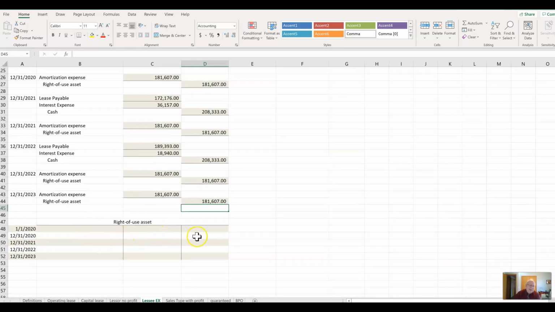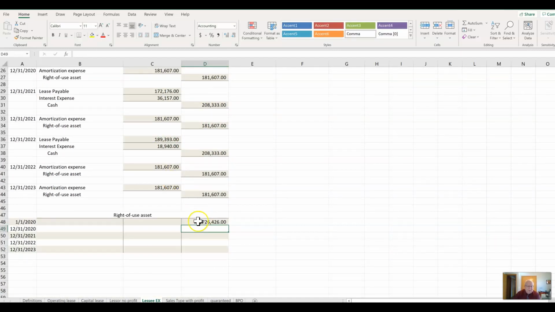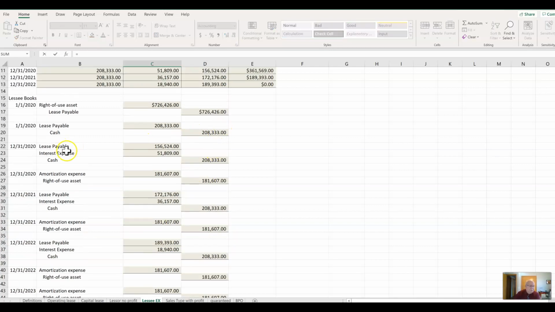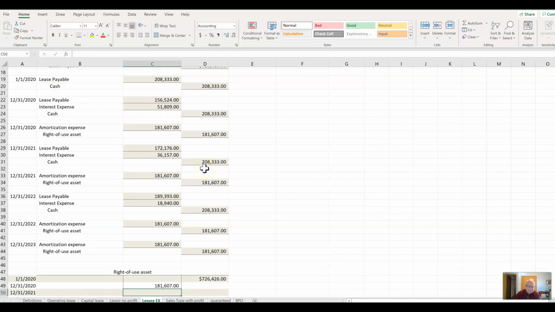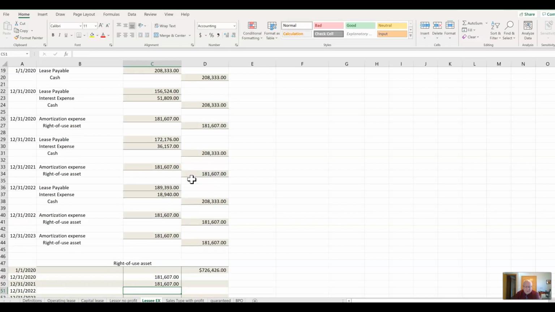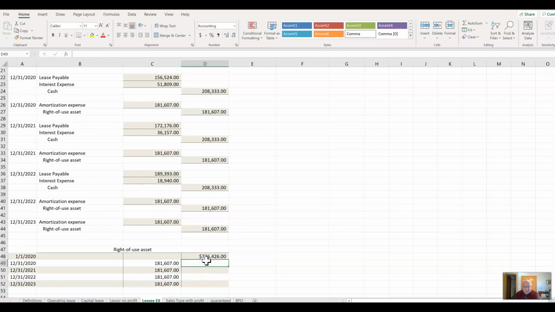Okay. And what I did down here was to kind of prove this out. I had the cost of the asset, the rights to use asset was that. And then on 12/31 of 20, I had this one. And on 21, I had 181,607. On 22, 181,607. And on the last one. So then what we had is come up with our balance.